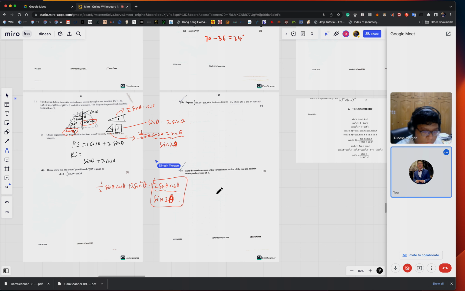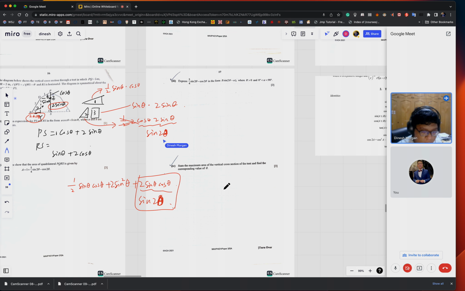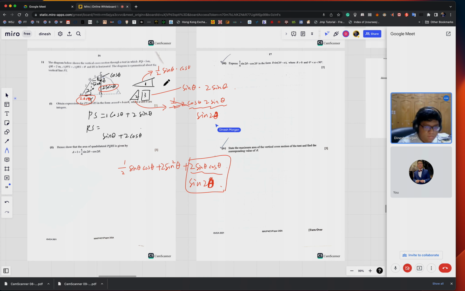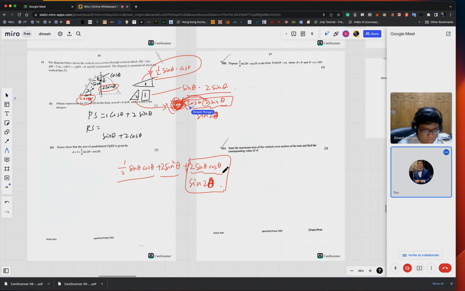Are you following? Wait, I don't understand. Okay, so this one is my triangle 1, this one is my triangle 2, and this one is my rectangle 3. But for this one, they just halve it and the 2 is gone, so I'm left with this. So it's 2 cosine theta sine theta. No, I just put a 2 in front. Then why do you divide by sine 2 theta? No, I'm not dividing by sine 2 theta. I'm just telling you I'm going to get rid of this. Oh, okay. Yeah, I get it.